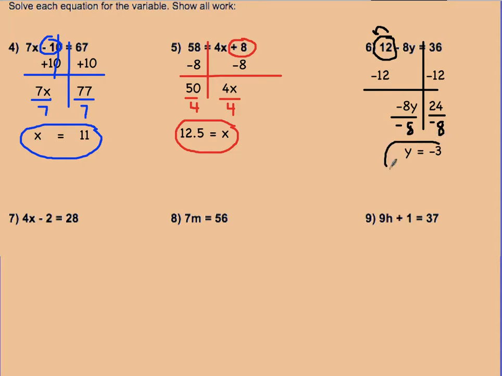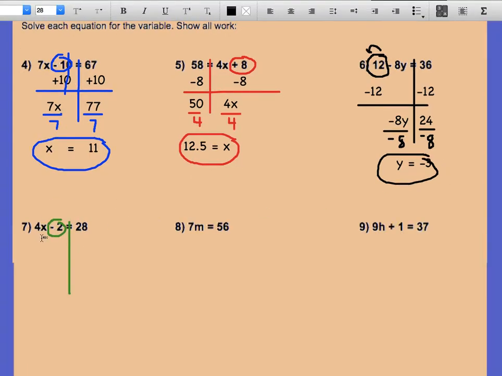It's okay to use a calculator on these two in case you're wondering. You need to be able to show your work. All right, next one. Let's do the opposite. Opposite of minus 2, so we'll do plus 2.